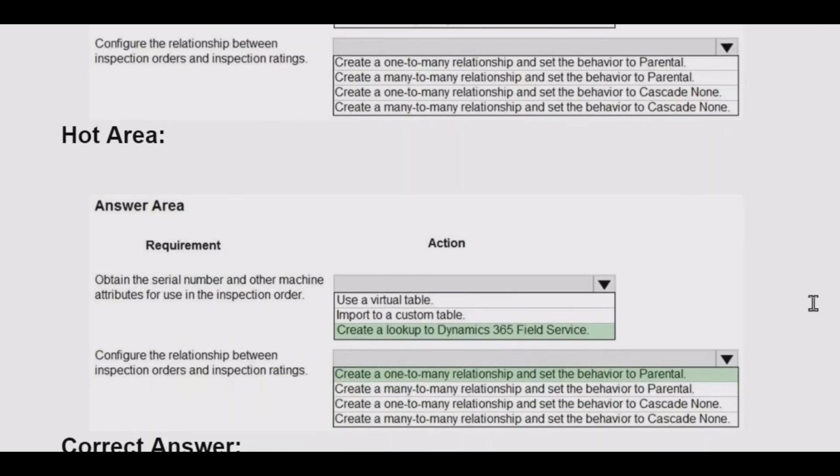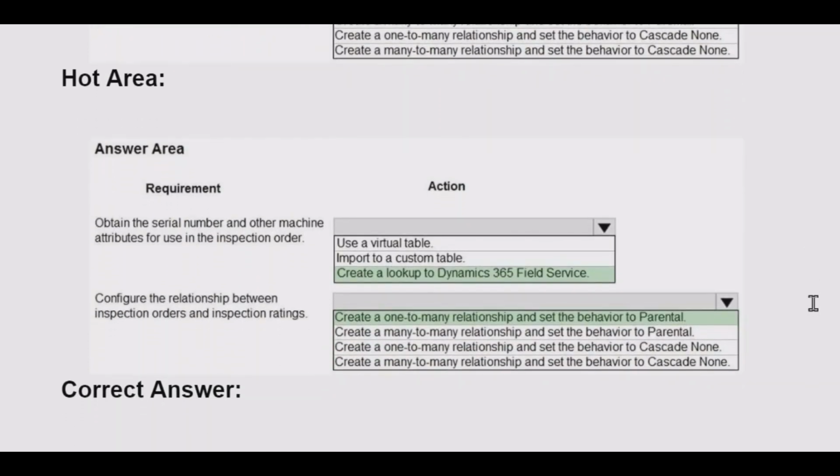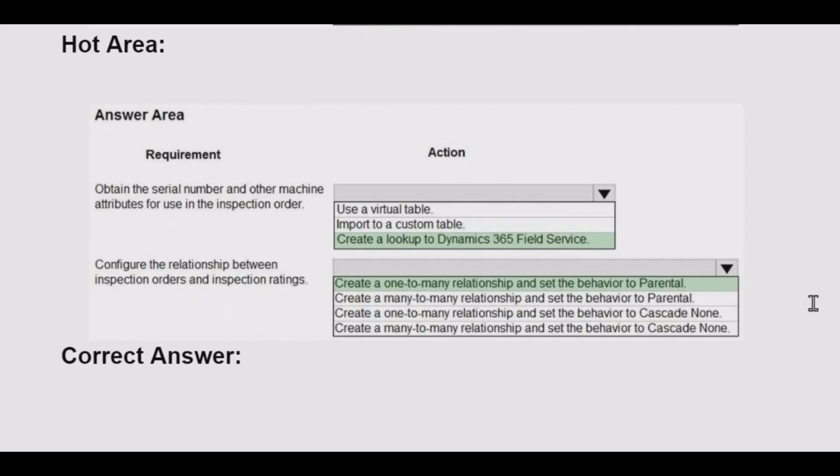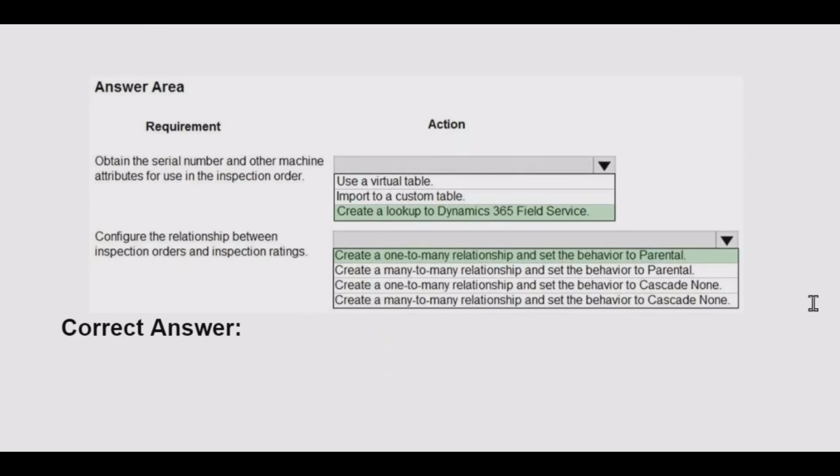Our answer should be, please have a look. The answer for the requirement: obtain the serial number and other machine attributes for use in the inspection order is create a lookup to Dynamics 365 Field Service. And the answer for the second requirement, configure the relationship between inspection order and inspection ratings, is create one-to-many relationships and set the behavior pattern to parental.